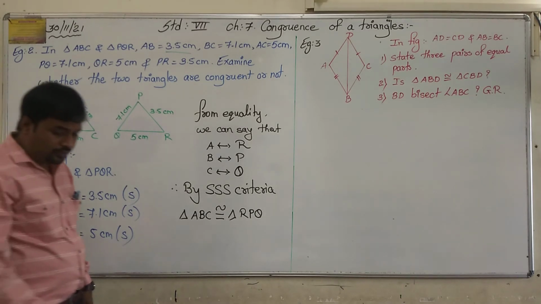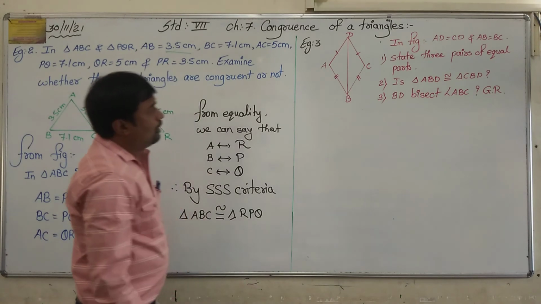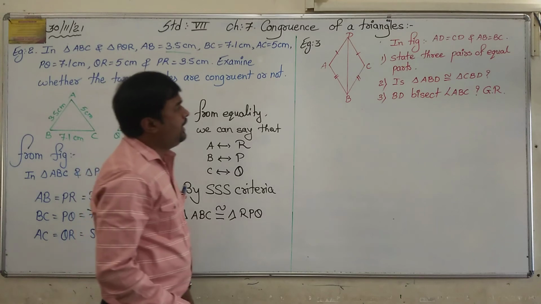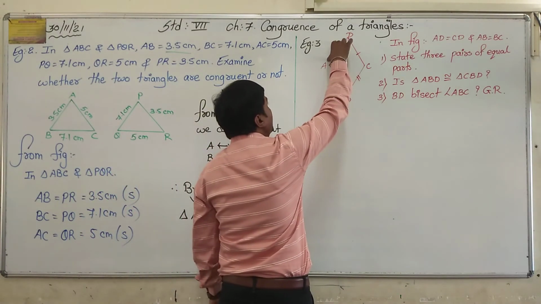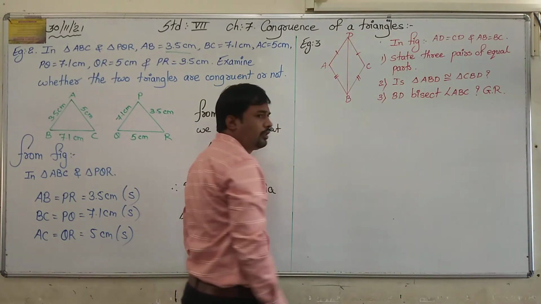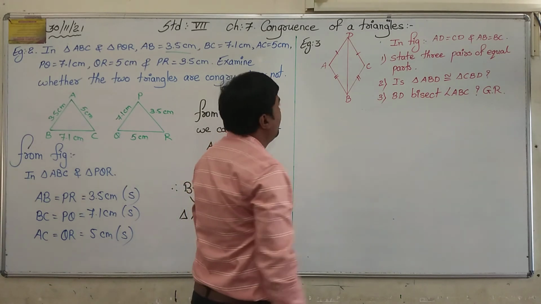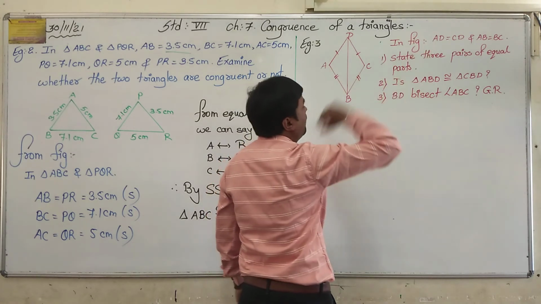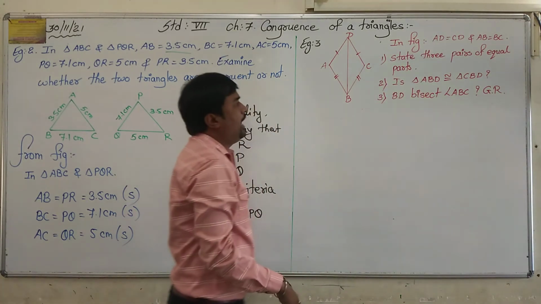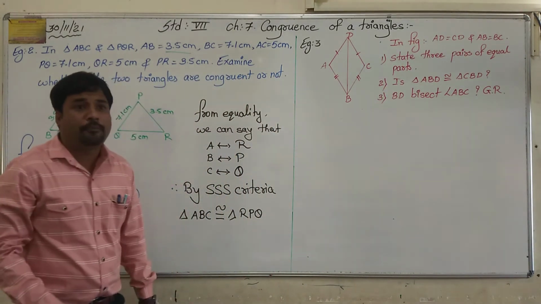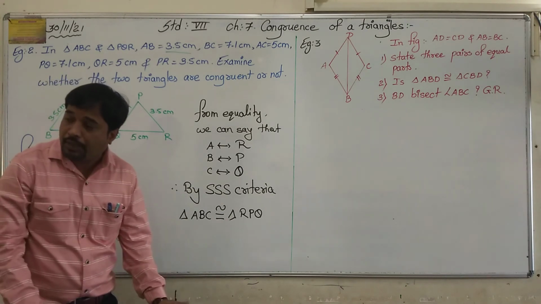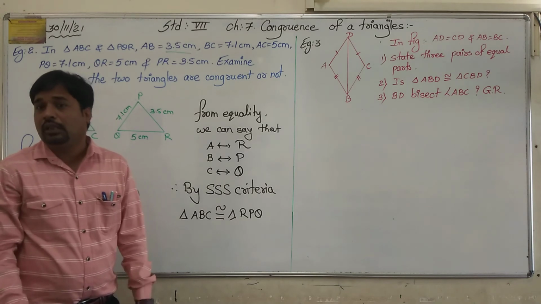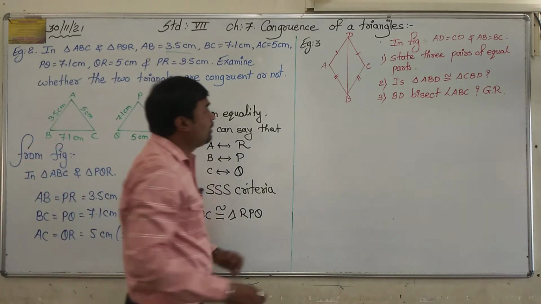Okay, let's go. Second one. In the figure, AD is same as CD. Okay, yeah, AD is same as CD. Secondly, AB is same as BC. Sorry. State three pairs of equal parts. We have only two pairs. How many pairs are needed? Three pairs. Where to get them from? Let's write and see.